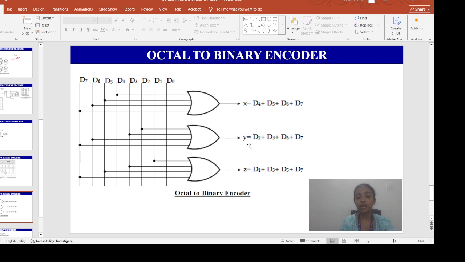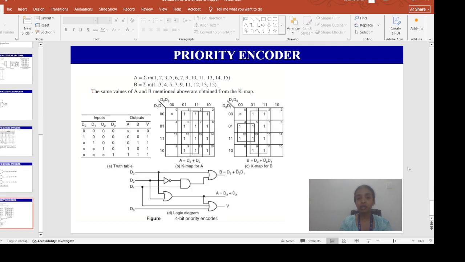Similarly for y and z also you have to perform the same expression. We have to give the inputs to a 4 input OR gate. Okay, now we will move on to the priority encoder.